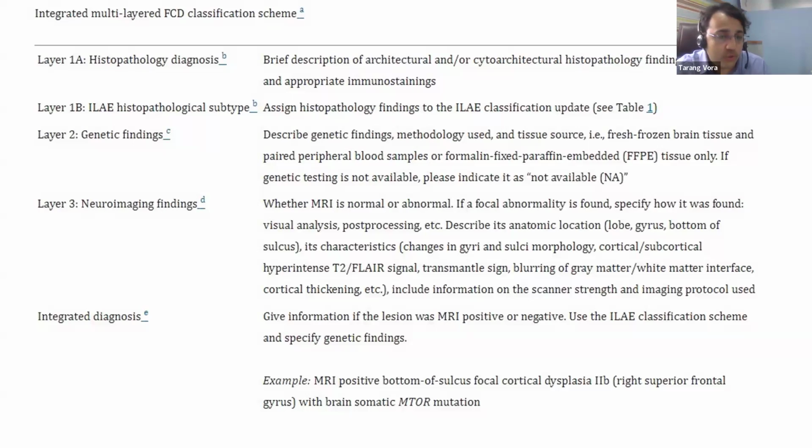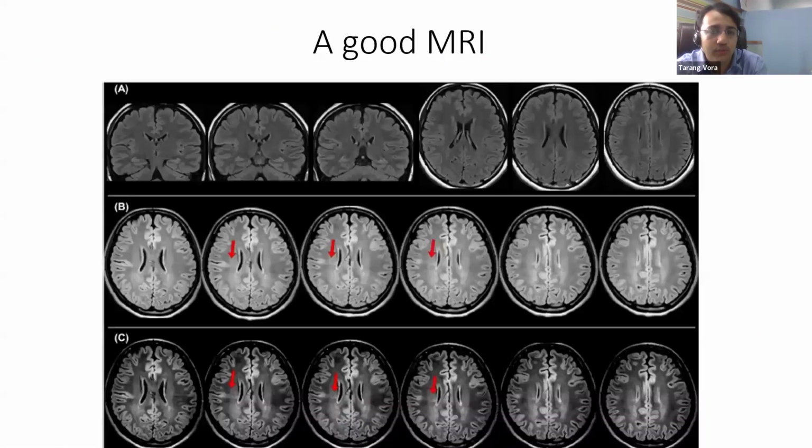Neuroimaging findings are also part of this, and it's necessary that we are able to stratify which patients benefit, which patients don't, and for that, good reporting is mandatory. For example, an illustrative diagnosis would be an MRI-positive bottom-of-sulcus focal cortical dysplasia type 2B with a somatic mutation, like for instance an mTOR mutation.